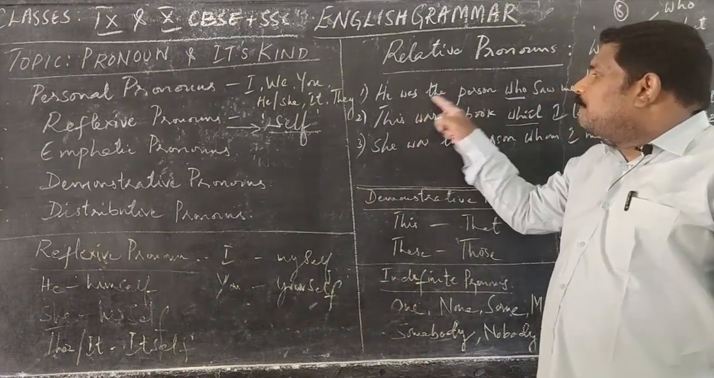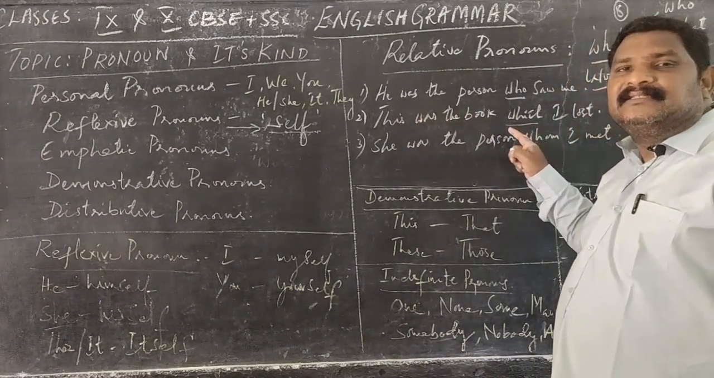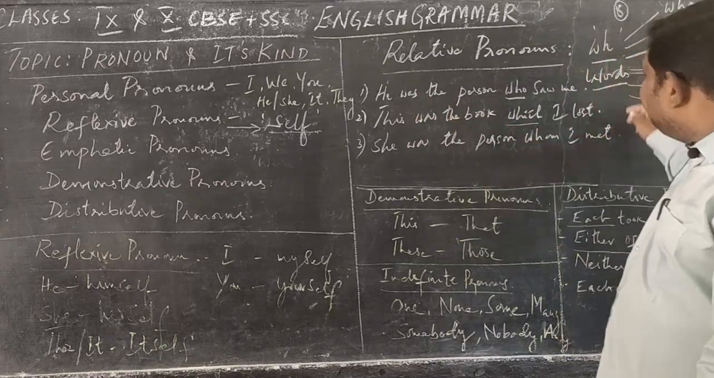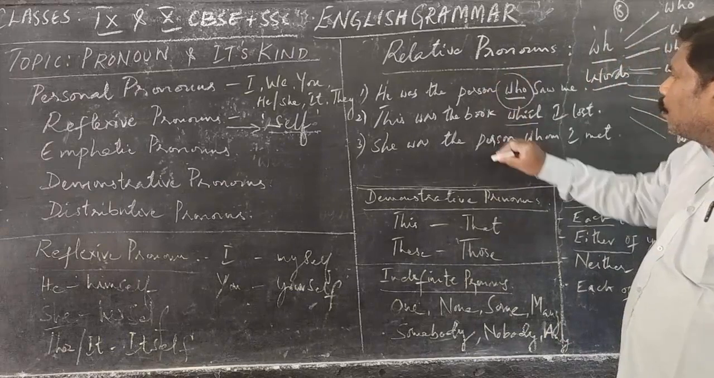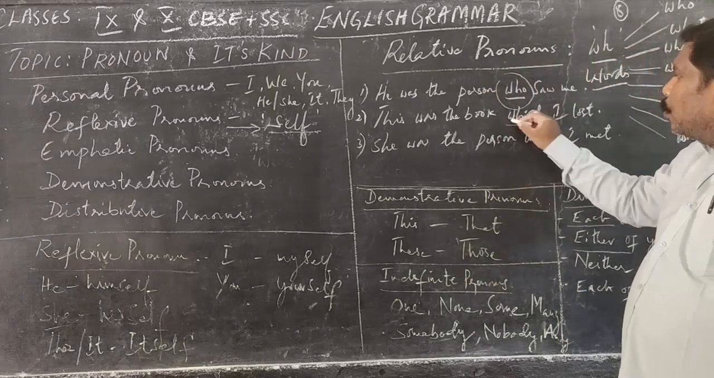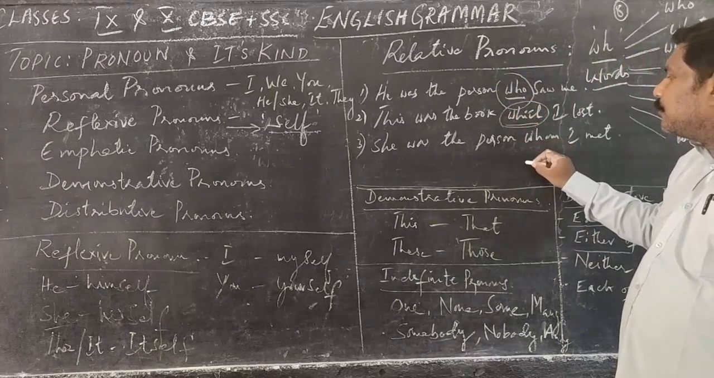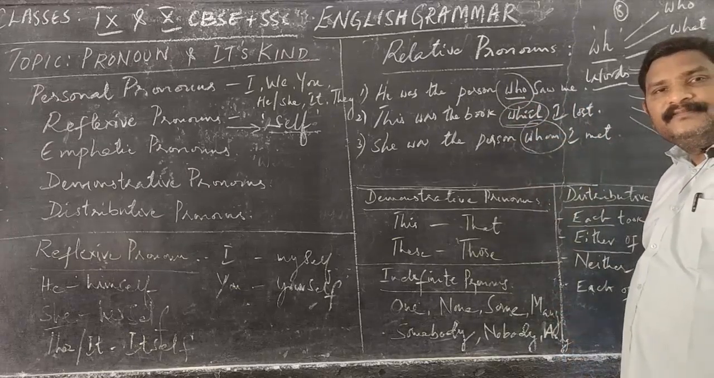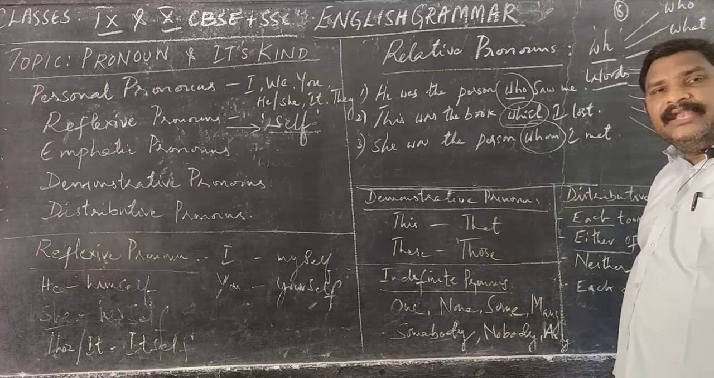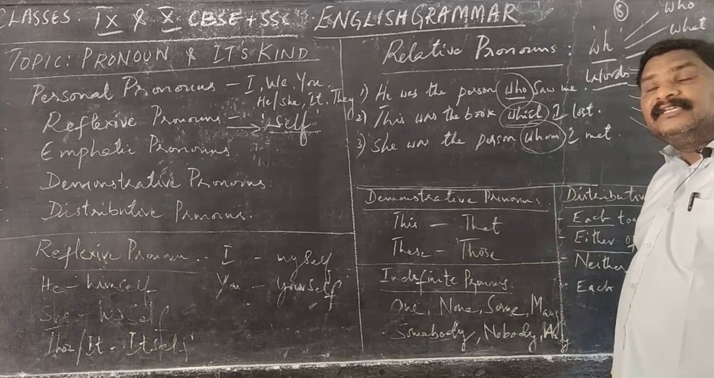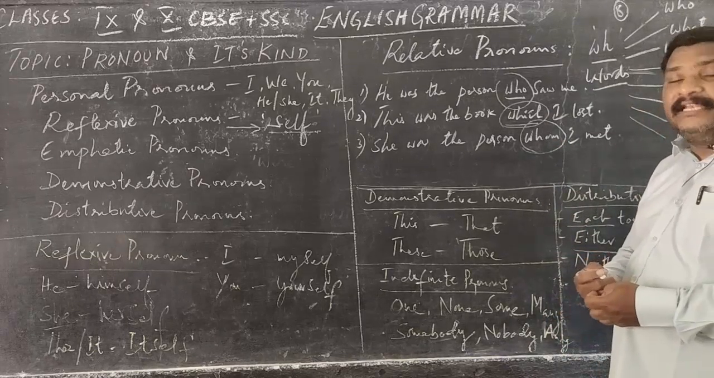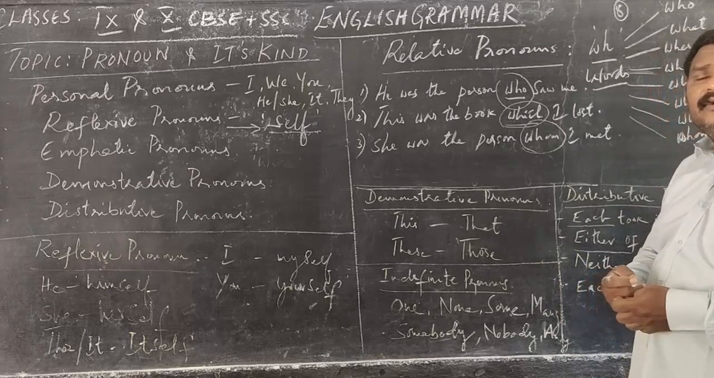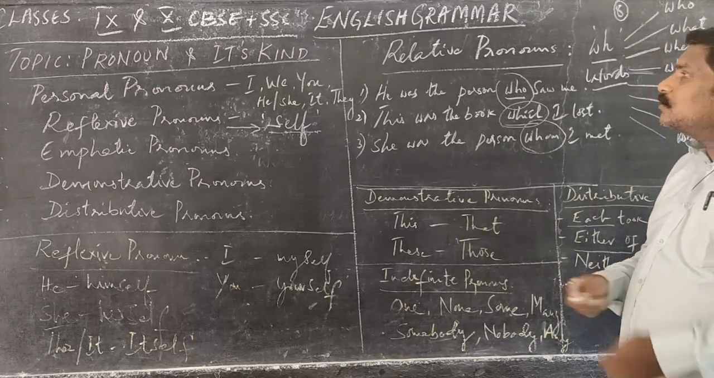If you observe all these three sentences, my dear students, I am using the WH word who as a relative pronoun here, which as a relative pronoun here, and whom as a relative pronoun here. And that also can be used as a relative pronoun.